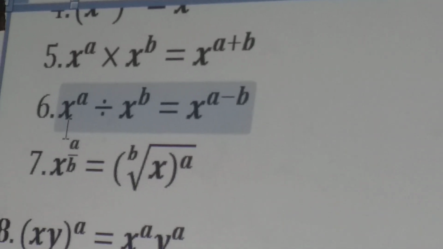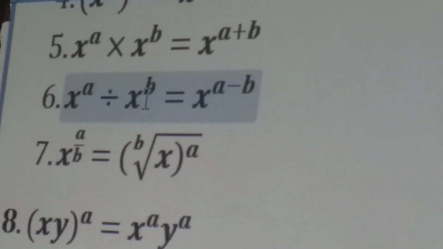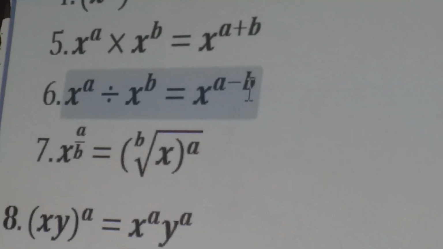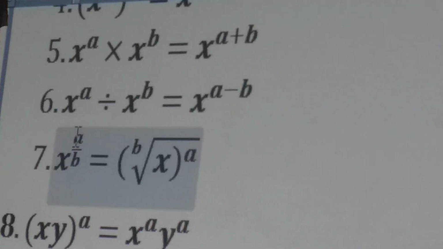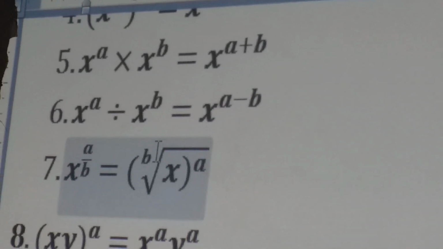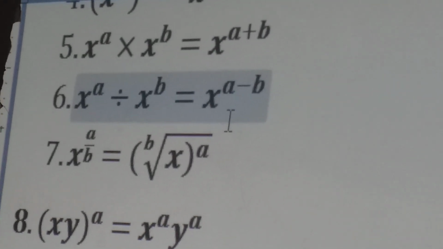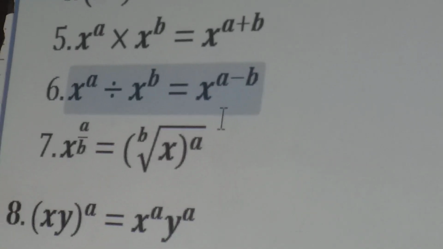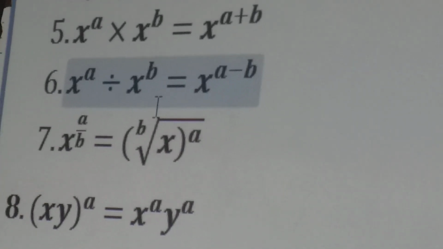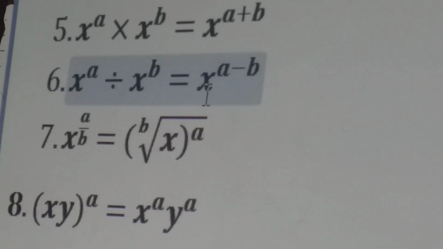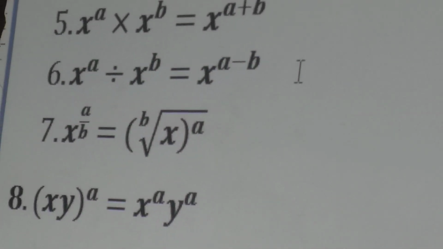Number 6: x to the power a divided by x to the power b is equal to x to the power a minus b. This means when dividing numbers of the same base, you just take the base once and subtract the powers.